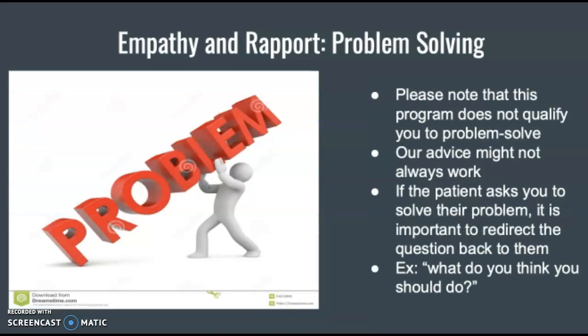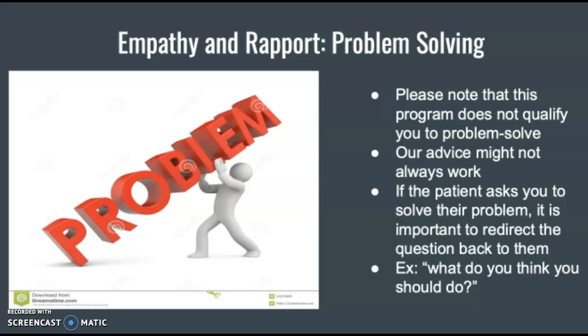Please note, at this point of your academic and professional training, you are not qualified to problem solve, and this program is not designed to help you problem solve, but merely to help you become a better listener and communicator. Although we want to help our patients in any way that we can, we are not problem solvers. There will be patients who will expect you to solve their problems, but that is not our job. We are here to listen and to help them process emotions.